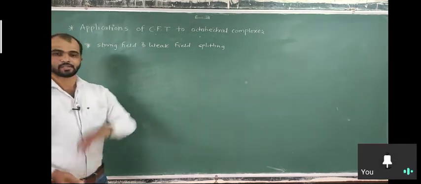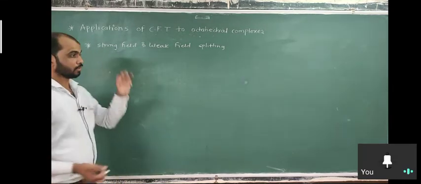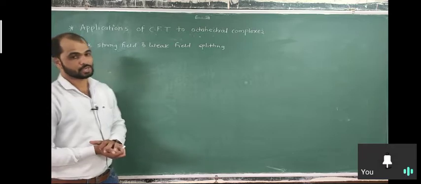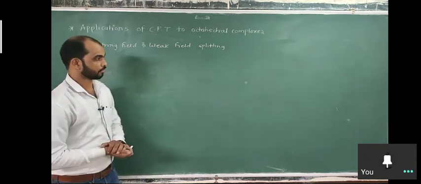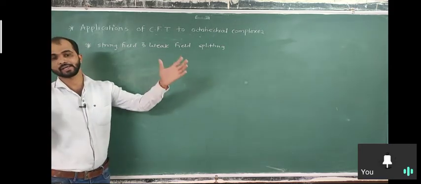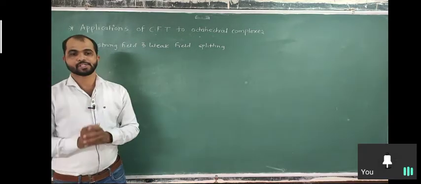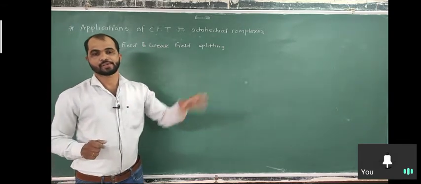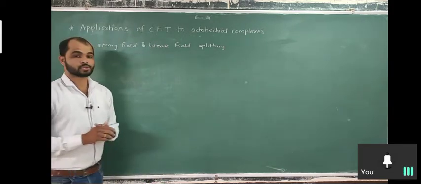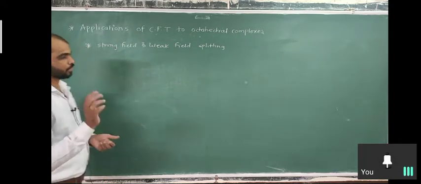Suppose we consider ligands which have minimum influence on the 10 Dq value. Then the splitting is lower, or there is less splitting between the d orbitals. Less splitting means a lower 10 Dq value, and strong splitting means a higher 10 Dq value. If we measure the 10 Dq value, we can distinguish that one complex has a higher 10 Dq value and another complex has a lower 10 Dq value. So the 10 Dq value shows whether a complex has strong field splitting or weak field splitting.